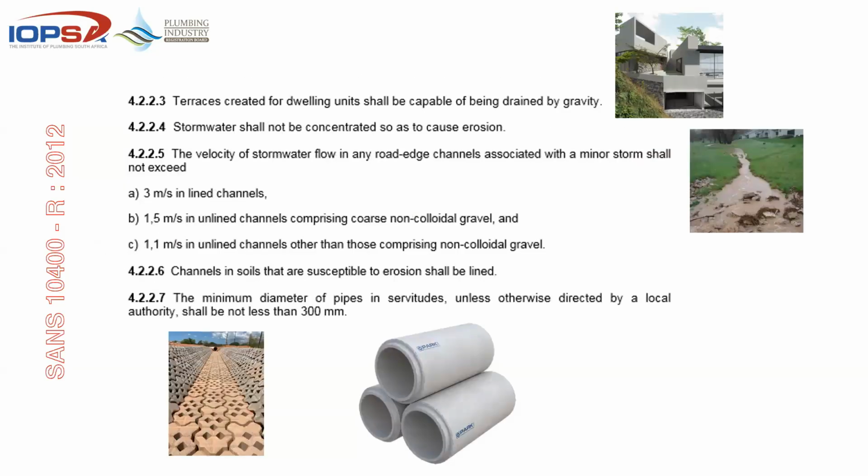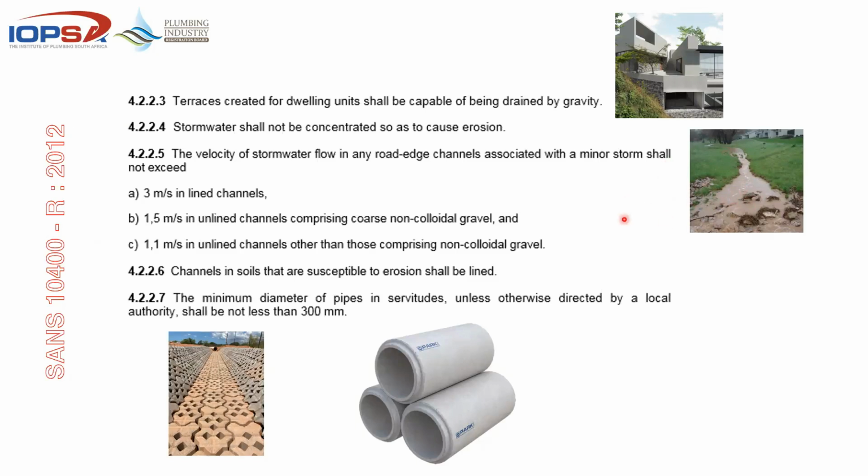More importantly, if we look at terraces created for dwelling units, in other words, if you have a sloping site, these terraces created for units shall be capable of being drained by gravity. In other words, water needs to run away and around buildings without colliding or running through units. Stormwater shall not be concentrated so as to cause erosion. You see that quite often in townhouses where they have these lovely natural landscapes, but with no provision. When we have floods or flash floods, then we end up getting ground eroded.